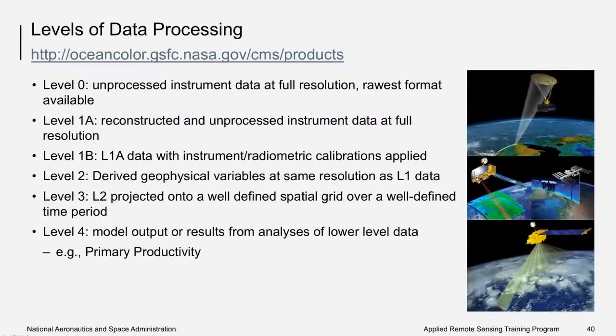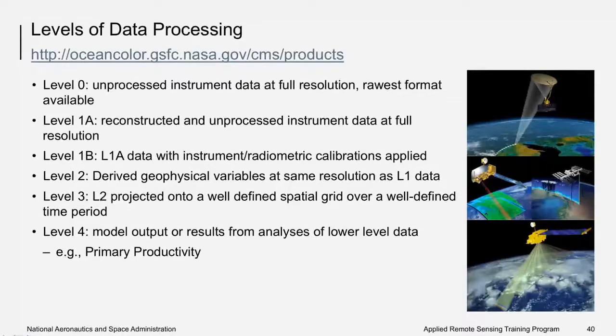Level 1A data are reconstructed, unprocessed instrument data at full resolution, time-referenced, and annotated with ancillary information including radiometric and geometric calibration coefficients and georeferencing parameters computed and appended but not yet applied to the Level 0 data. Level 1B data are Level 1A data that have had instrument and radiometric calibrations applied.